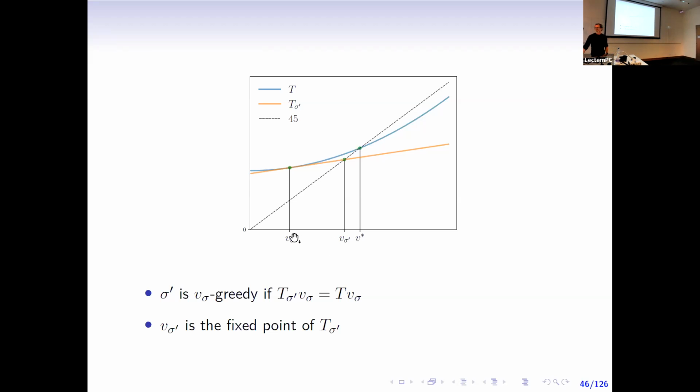I had to stare at this myself a long time. So this is not so much the upper envelope of a collection of policies as it is, for each policy, I've taken a sigma prime, a greedy policy with respect to this guy. And then this line here, the orange line, is the operator corresponding to that policy. And so what T is, is the upper envelope of all of these operators.